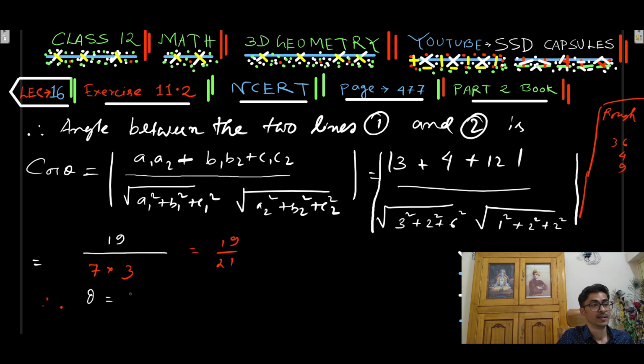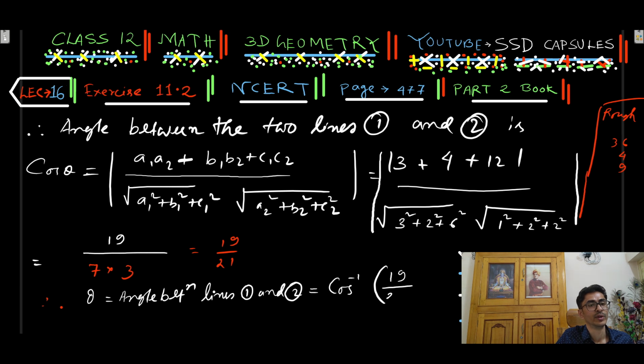Therefore, theta, the angle between lines 1 and 2, equal to cos inverse 19 by 21. So this is the answer. So we are done. So again we are moving to the next problem.